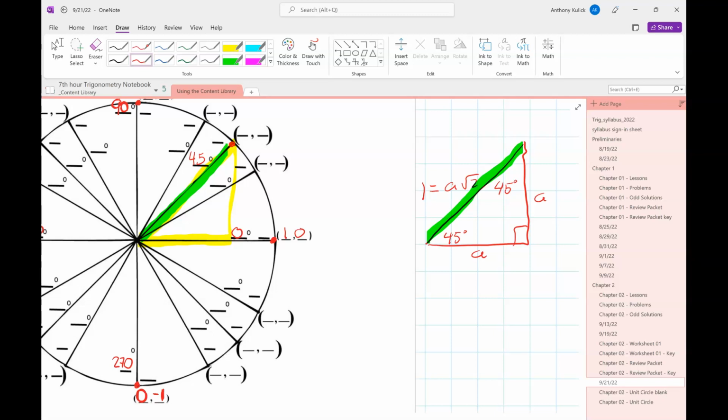So if I solve for A, I divide both sides by the square root of 2. So this side would be 1 over square root 2, and this side would be 1 over square root 2. Remember that this side is my x, and this side is my y. So this point here would have coordinate 1 over square root 2, comma, 1 over square root 2.